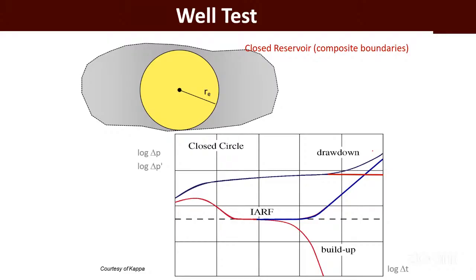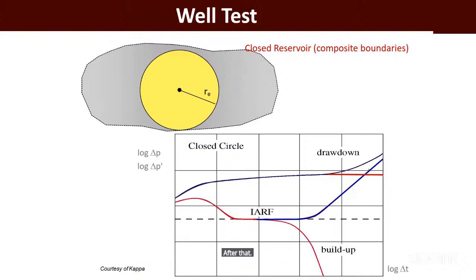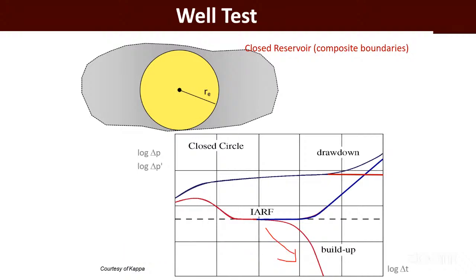In case of a circle reservoir, we can also have a closed system as a circle. It will be the same. We will reach the infinite acting radial flow. After that, in the drawdown, it will have an increase, and then in the build-up, it will drop.